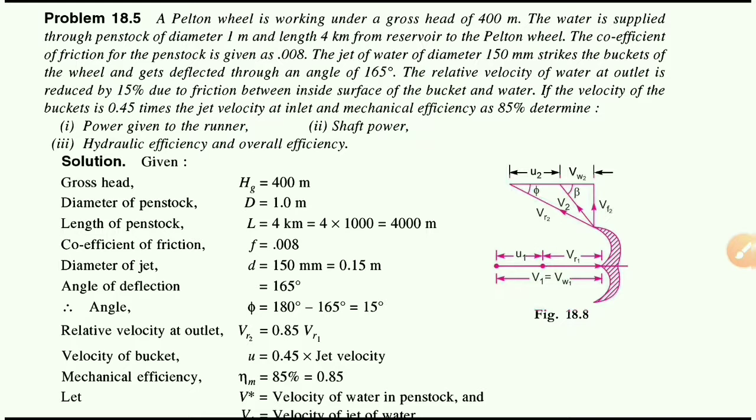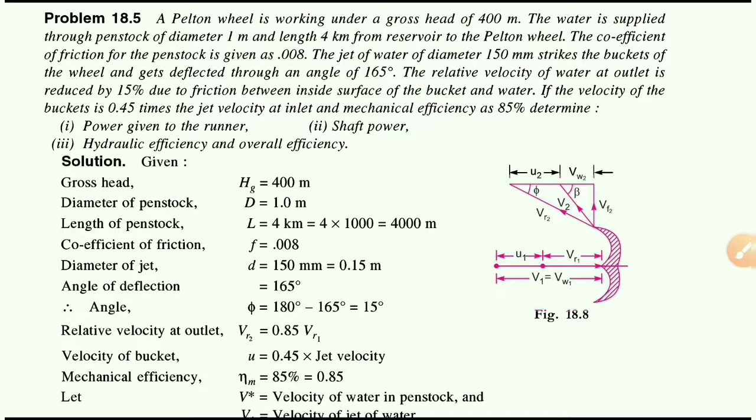The jet of water of diameter 150 mm strikes the buckets of the wheel and gets deflected through an angle of 165 degree. The relative velocity of water at the outlet is reduced by 15% due to friction between the inside surface of the bucket and water. If the velocity of the buckets is 0.45 times the jet velocity at inlet and mechanical efficiency is 85%, then determine the power to the runner, the shaft power, and the hydraulic efficiency and overall efficiency.